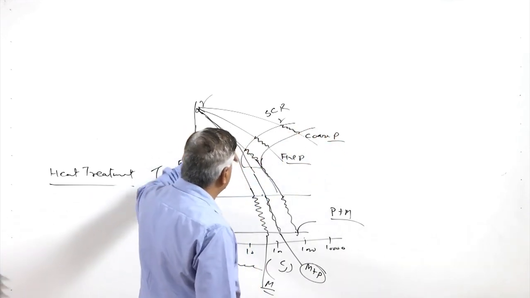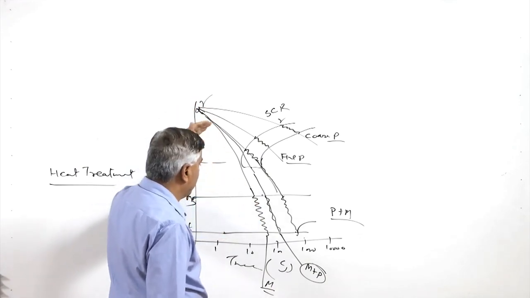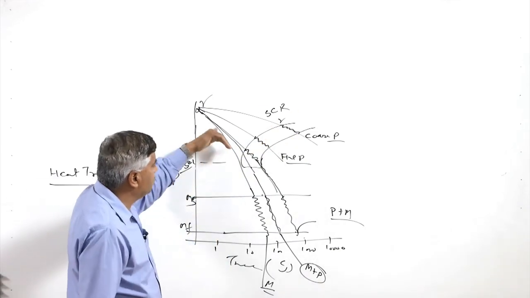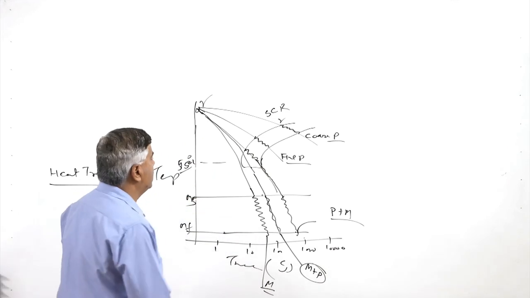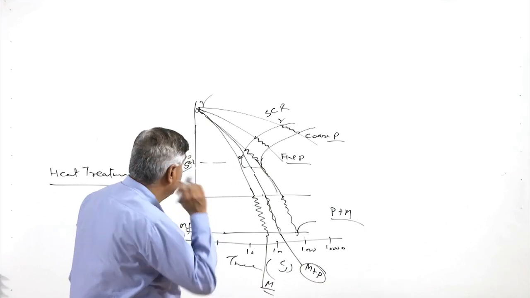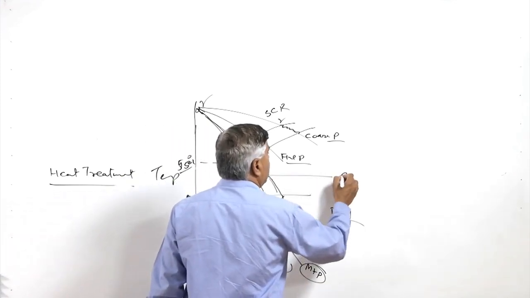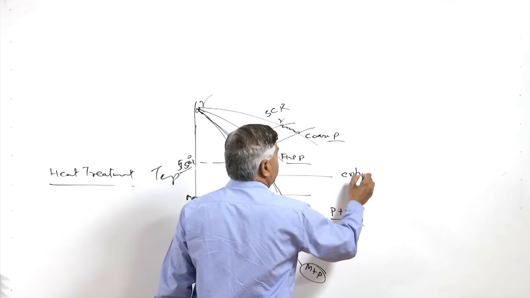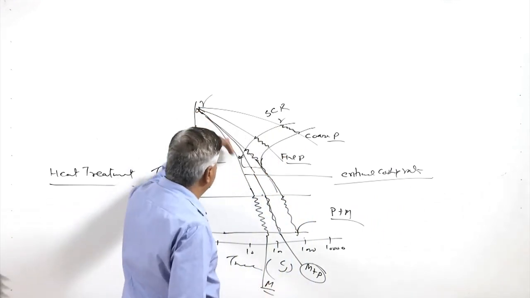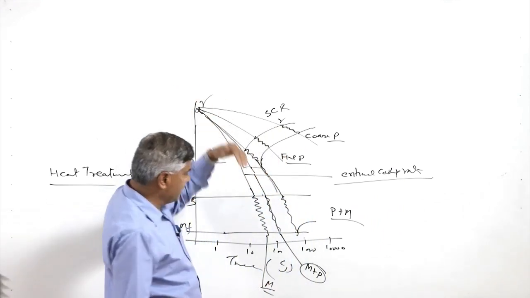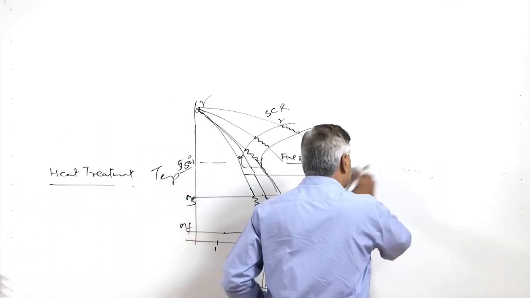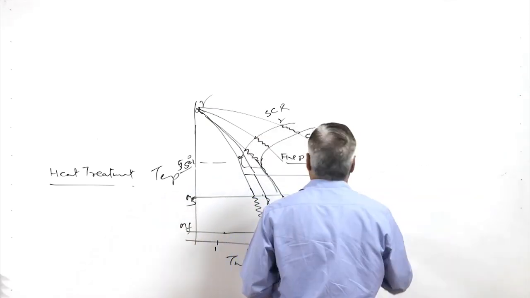if you want hardening only, then the formation of the soft phases must be avoided, and for that the minimum cooling rate must be greater than the cooling rate which is able to bypass the nose of the CCT diagram. So, this is called the critical cooling rate. Critical cooling rate is the minimum cooling rate that must be applied in order to transform the austenite into the martensite.